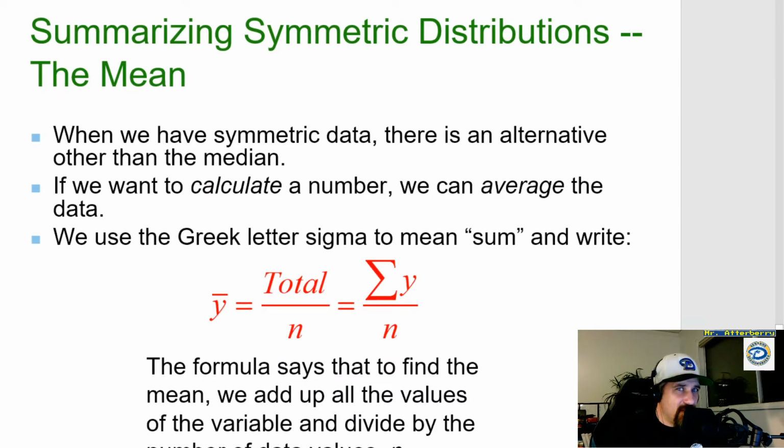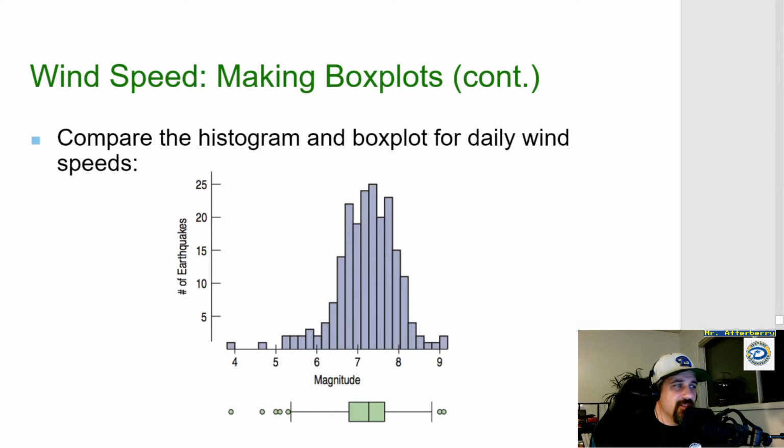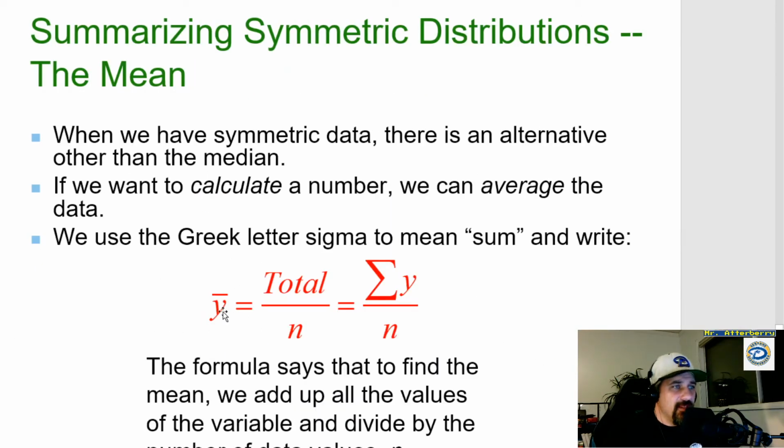When it's symmetric, so if you graph this and it looks like a beautiful bell curve, that's usually where we use the mean. This is a fancy way to say add up all your values and divide by how many you have. You're going to see this Greek letter a lot, like an E, that's called sigma, and that means to add things together.